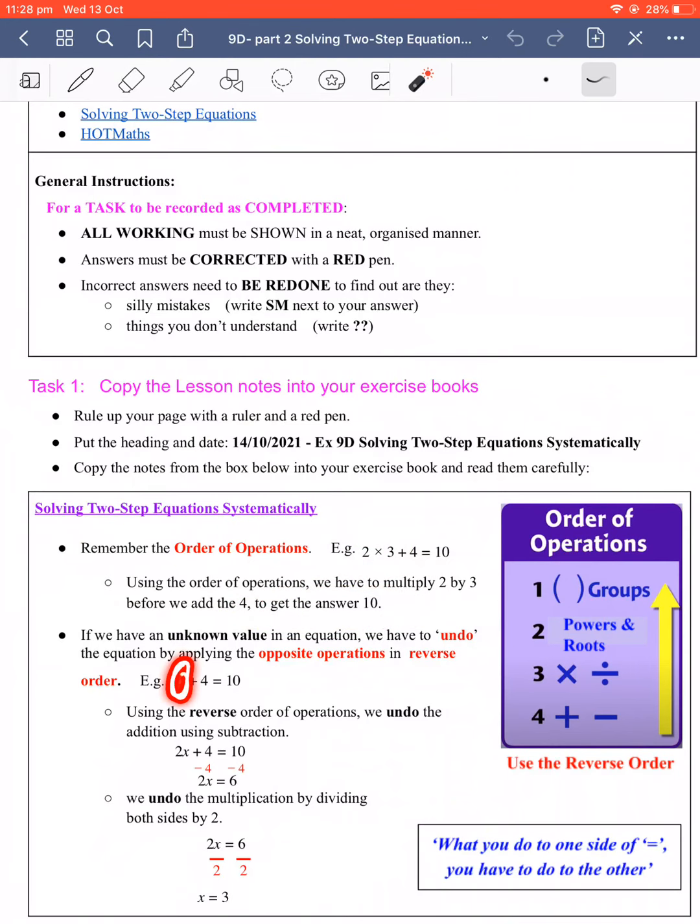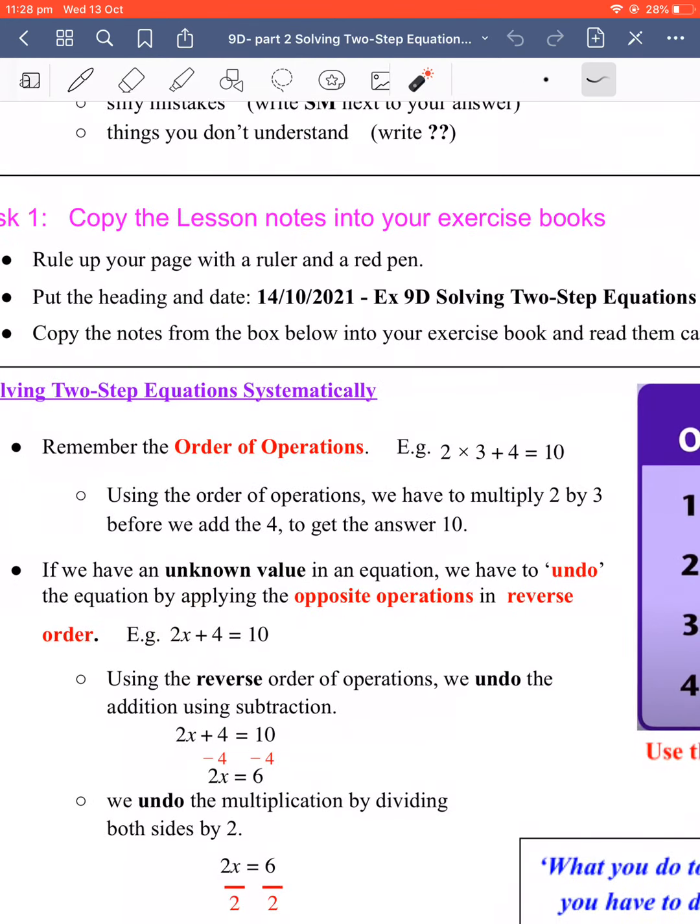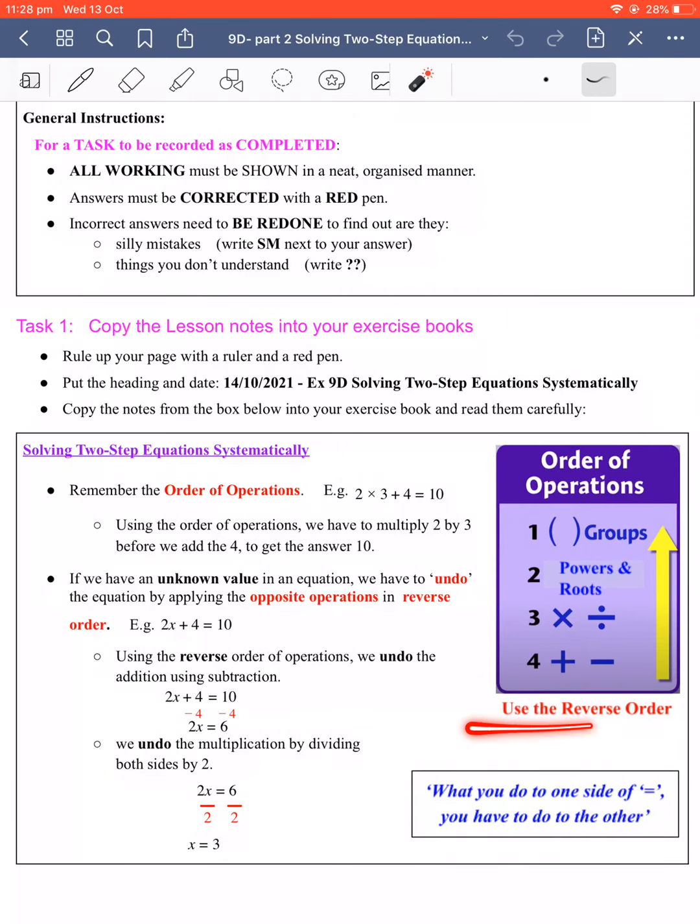If we have an unknown value, what we do is instead we actually reverse the order. So we start with any pluses or minuses and then keep going up and then go back again if we need. So if we have an unknown value in an equation, we have to undo by applying the opposite operations, and again this is in reverse order. So let's look at a very quick example.